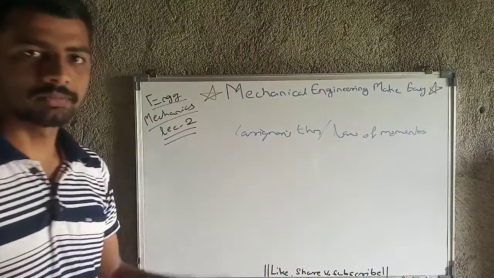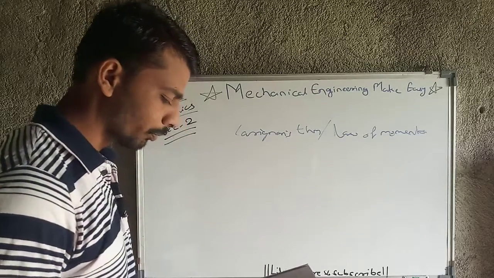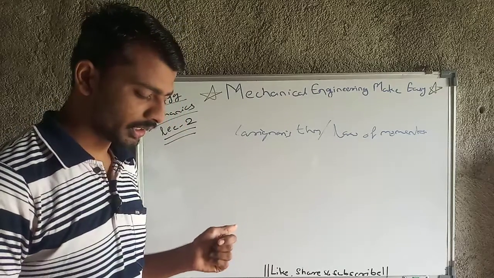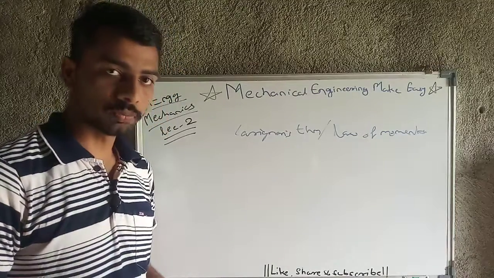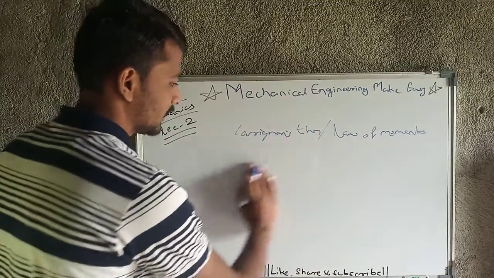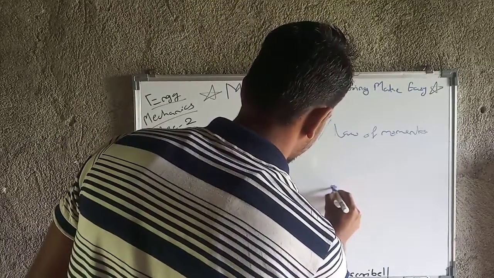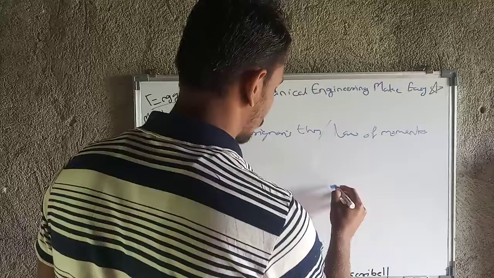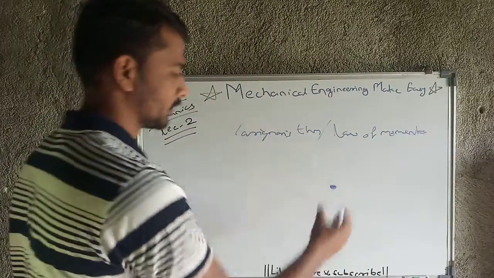Okay, another name is law of moments. And what exactly is Varignon's theorem? The moment of a force about a point is equal to the sum of the moments of the force's components about that point. That means if there is any point, for example this point, the moment of the force about this point will equal the sum of the moments of the forces about this point.